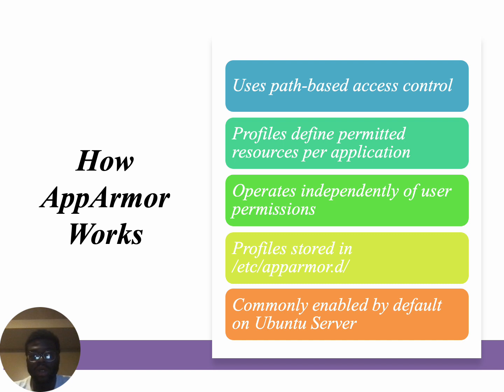How AppArmor works: it uses path-based access control. The access control being used is path-based, and the profiles define permitted resources per application. It operates independently of user permissions. Profiles are stored in /etc/apparmor.d/, commonly enabled by default on Ubuntu server. So this slide is telling us how AppArmor works. Because it's Linux-based, it's going to work well with Ubuntu, so it's commonly enabled by default on Ubuntu.